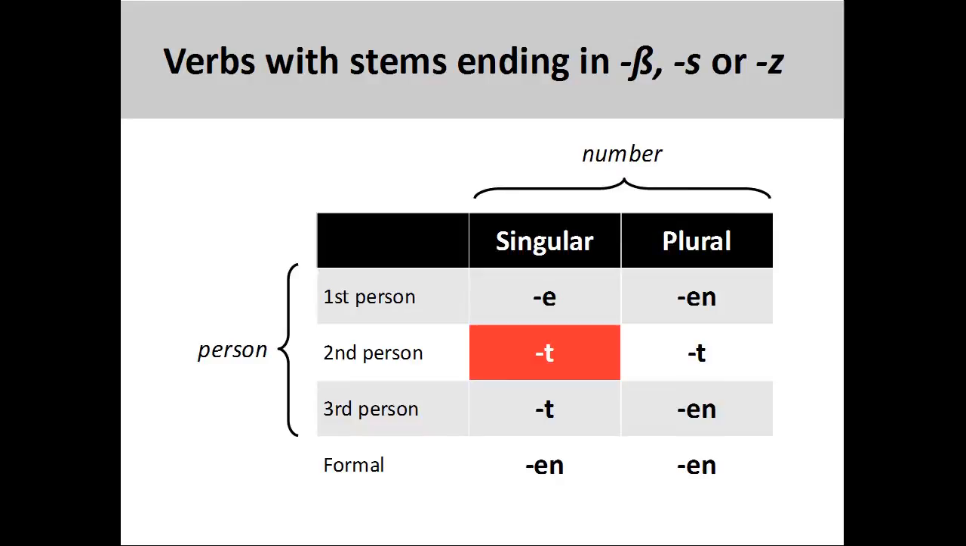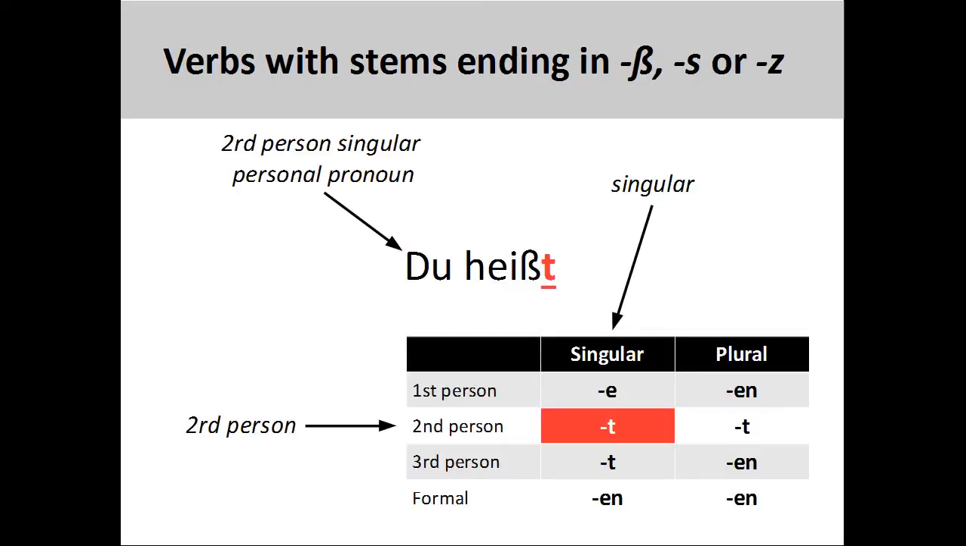Finally, a few regular verbs have a stem ending in sz, s or z, which requires another slight variation to the conjugation pattern. The second person singular ending drops the S from the regular ST ending. This exceptional ending is marked in red on the screen. Following the steps described in the previous slides produces du heißt, you are called. Both the subject and verb are in second person singular, creating subject-verb agreement.